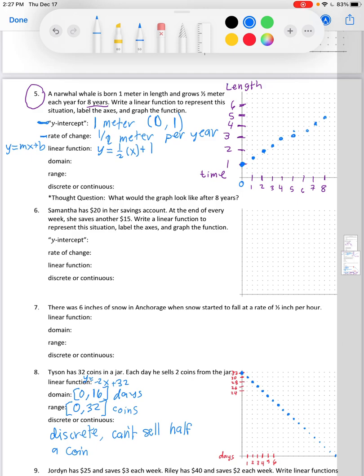All right, let's go ahead and talk about the domain. The domain in this case is going to be from 0 years to 8 years, because that's as long as we know that this is true for. All right, and then our range is going to be from 1 meter up to 5 meters, because that's how long the whale will be as it grows. That's as far as we know.